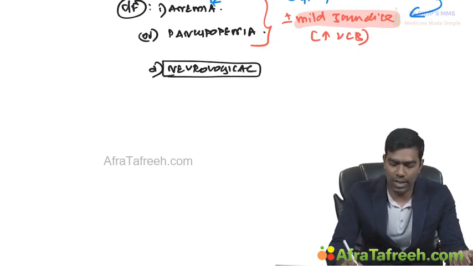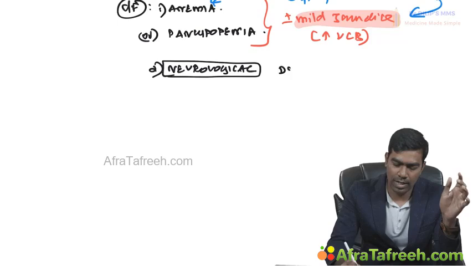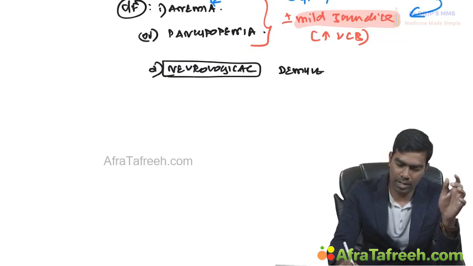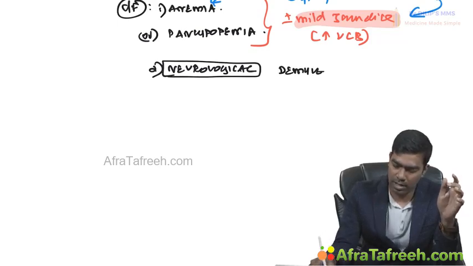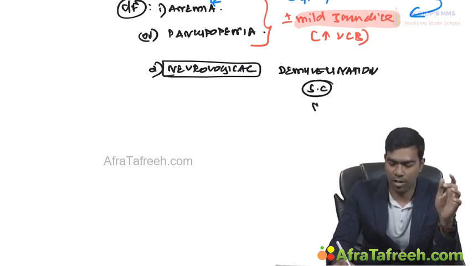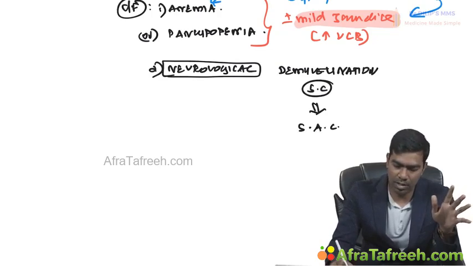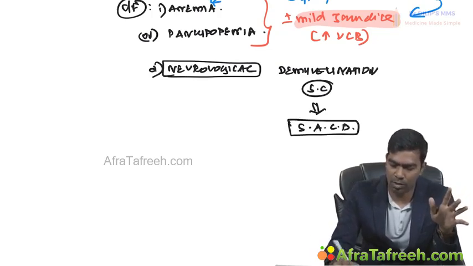More importantly, there are typical neurological complications if they ask you. One is demyelination in the spinal cord. That generally happens late. Demyelination in the spinal cord will typically result in something called SACD, subacute combined degeneration of the spinal cord. Remember, they produce demyelination in the spinal cord.